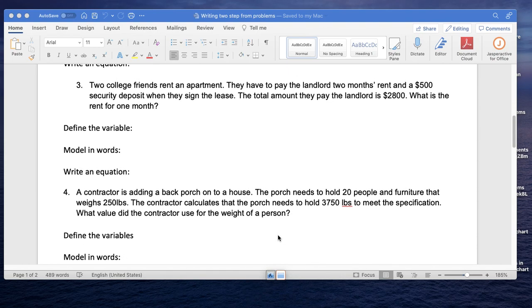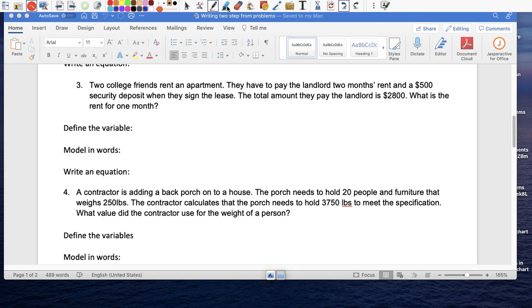Two college friends rent an apartment. They plan to pay the landlord 2 months' rent and a $500 security deposit when they sign the lease. So one thing I know is the total amount they pay the landlord is $2,800. What is the rent for 1 month?